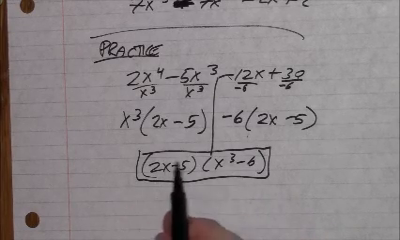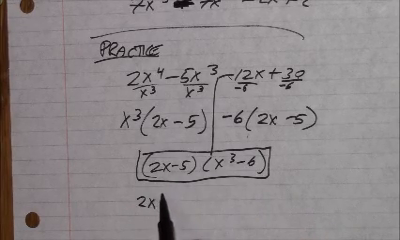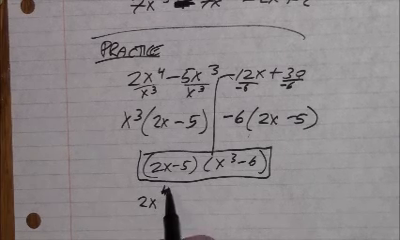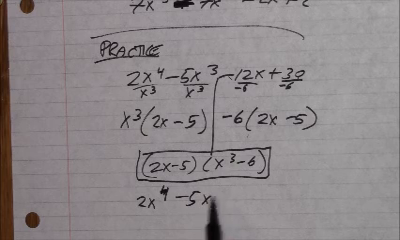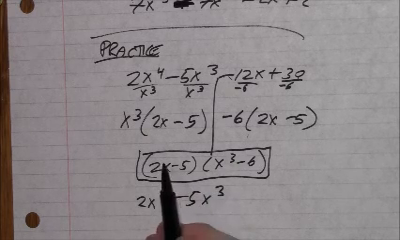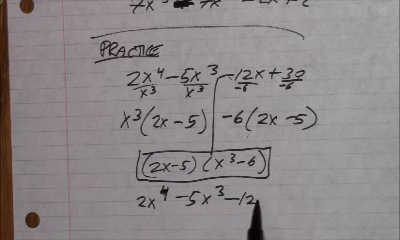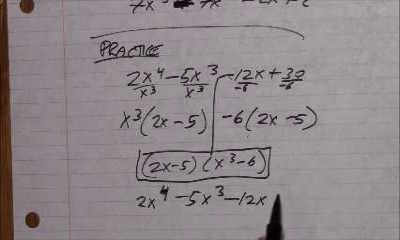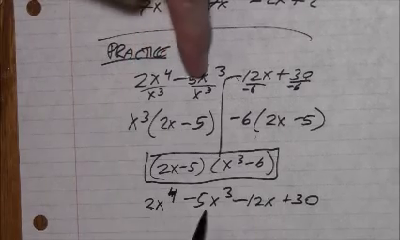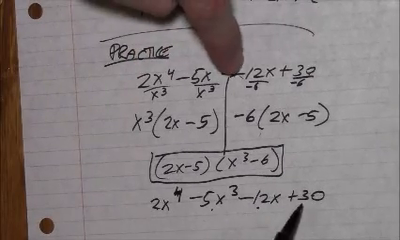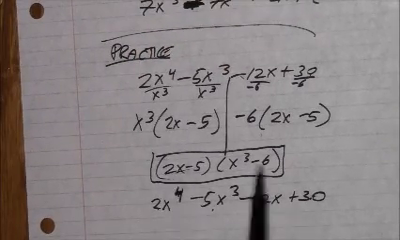Oh, but let's check it. 2x times x cubed is 2x to the 4th power. I'm going to do negative 5 times x cubed, makes it negative 5x cubed. Then I'm going to do 2x times negative 6 is negative 12x, and negative 5 times negative 6 is plus 30, and that's what the original was. That was a minus there, plus 30. So that means this is the correct answer.